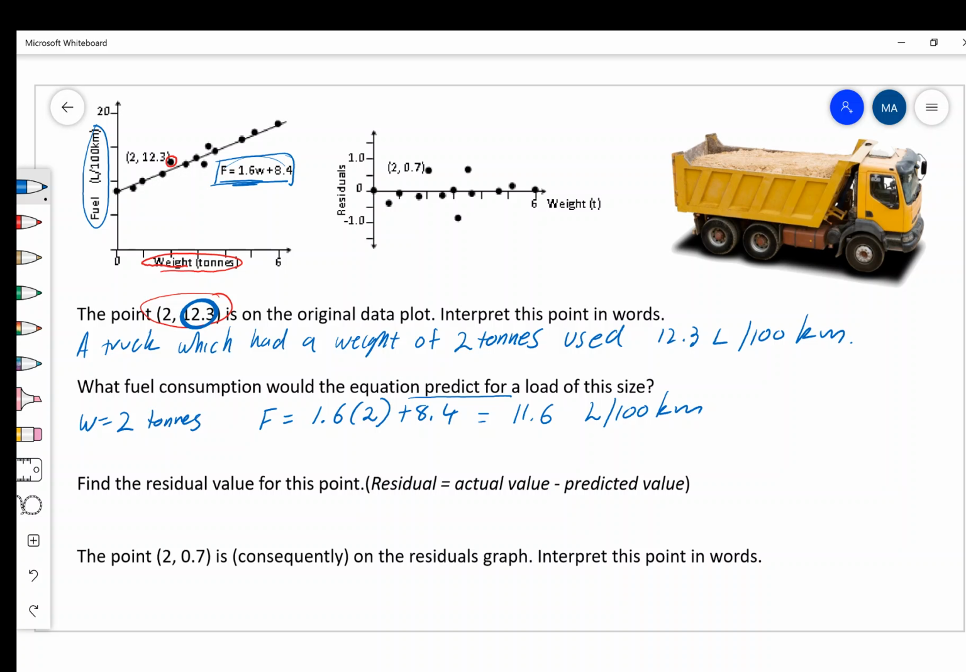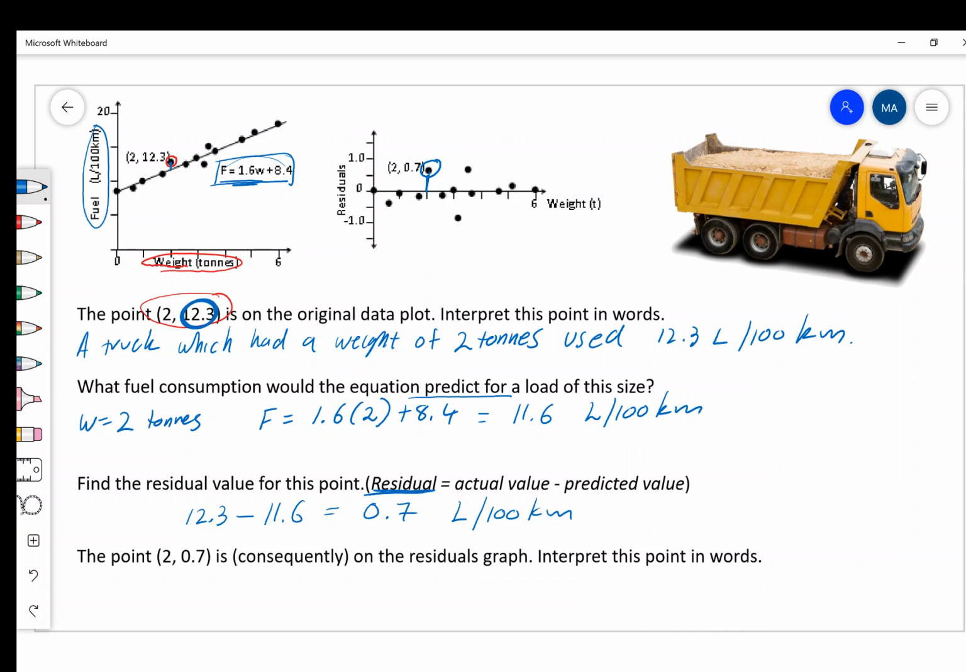So the residual value. Residuals, we talked about how that's the gap between the line of best fit and the actual data point. So that's all we're calculating. We do the actual value, which was 12.3, and we subtract the predicted value, which was 11.6. So our residual value is 0.7 litres per 100 kilometres. And that is shown on the graph there. There is that point, and there is the residual, the gap between the line of best fit and the actual data point itself.